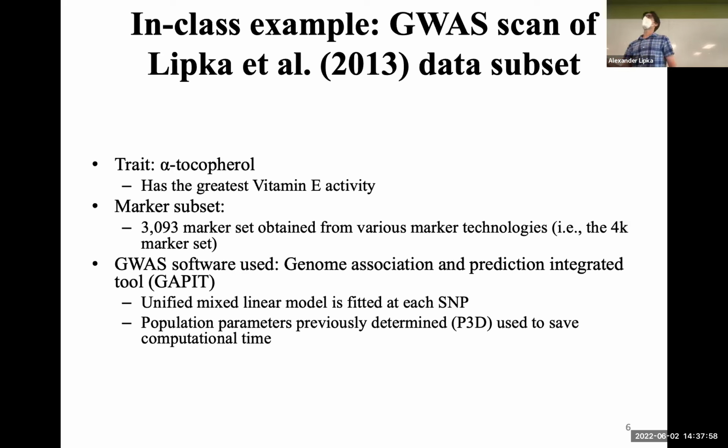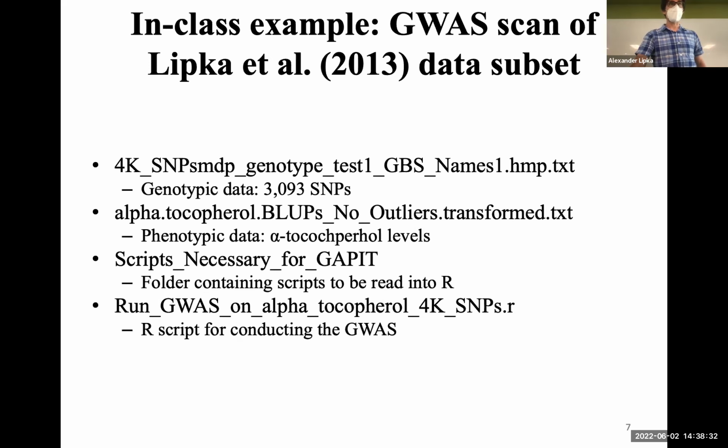I don't know, I'm going to make it up. You could probably let GAPIT run overnight for all 20 traits and have results when you get to the lab the next morning. But I don't want to make you sit around for an hour to run all 294,000 or anything like that. So we have a subset of about 3,000 that we'll use here, and we use the unified mixed linear model for each of these 3,093 markers. We used population parameters previously determined to save computational time.